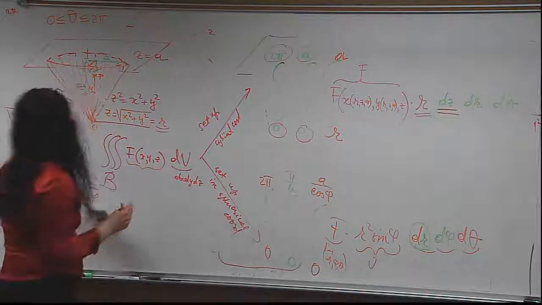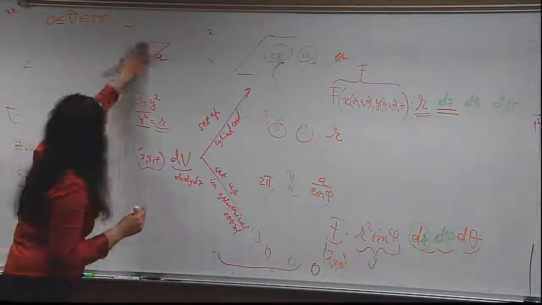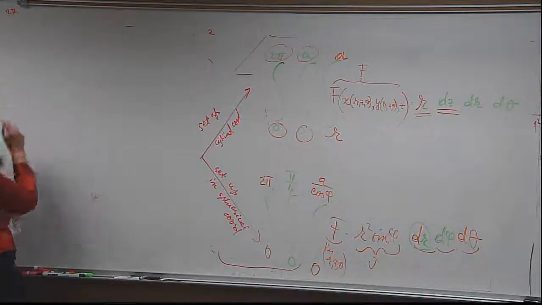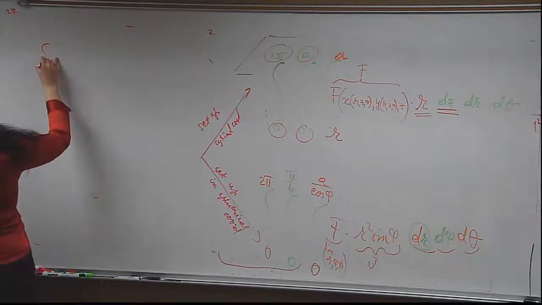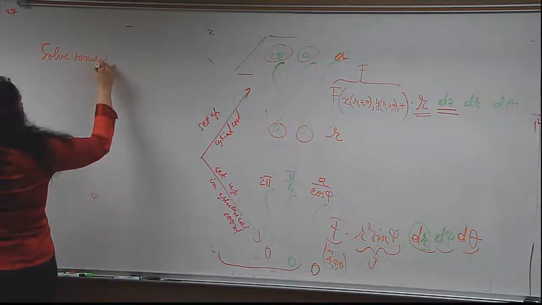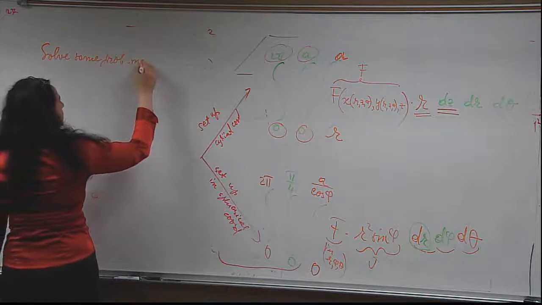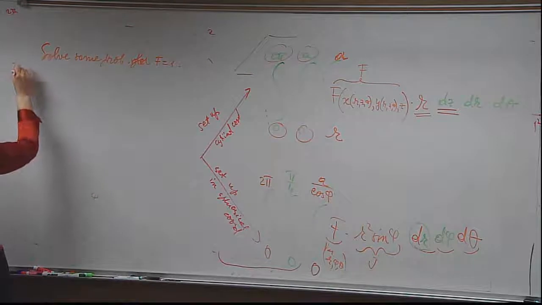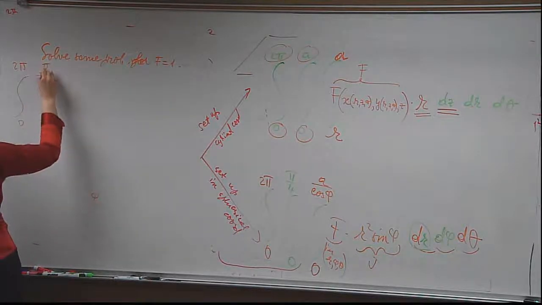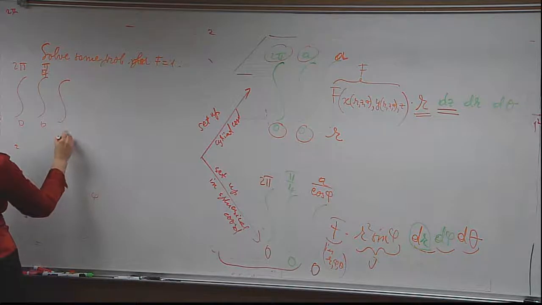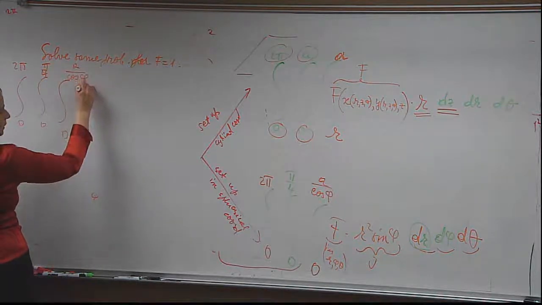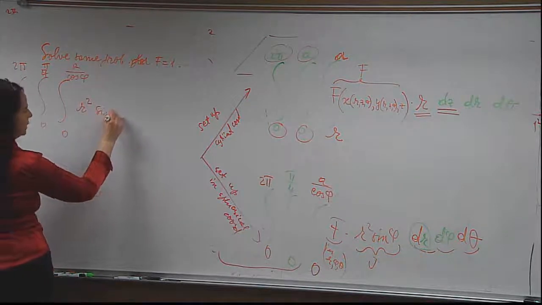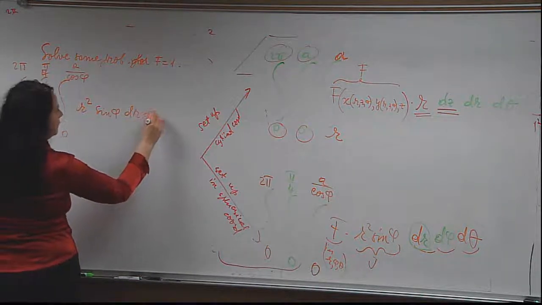Let's try to do this. Solve the same problem when F equals 1. Then you get the integral from 0 to 2 pi, integral from 0 to pi over 4, integral from 0 to a over cosine phi, of 1 times r squared sine phi, dr, d phi, d theta.